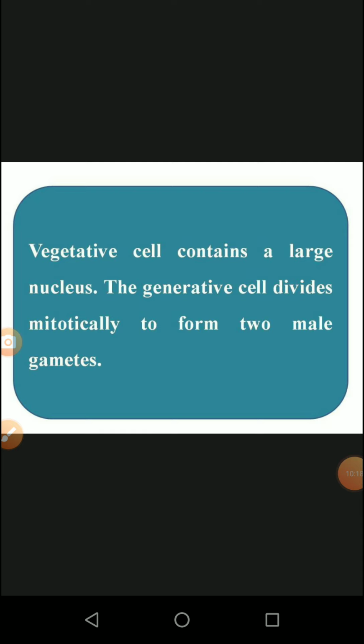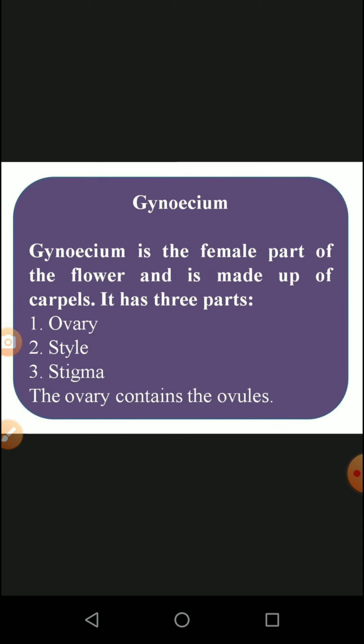So the two types of male gametes are involved in sexual reproduction. The next one we are seeing is the female reproductive part of the plant, that is the gynoecium. Gynoecium is the female part of the flower and it is made up of carpels.